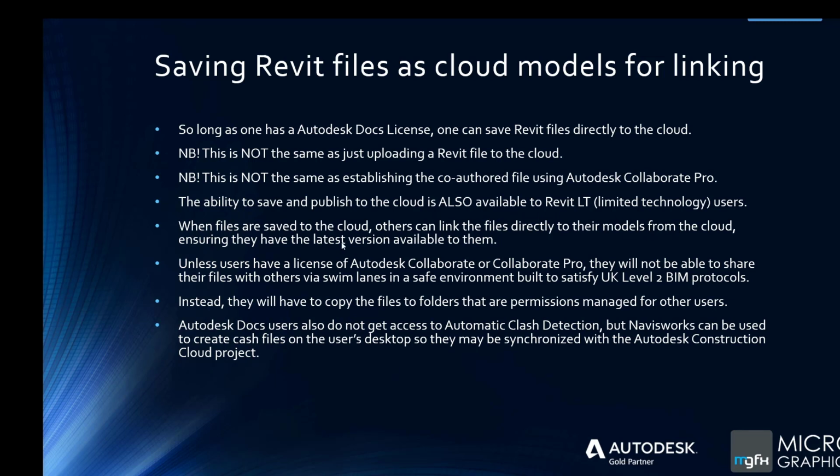And when files are saved to the cloud, others can link the files directly into their models from the cloud, ensuring that they have the latest version available. And unless users have a license of Collaborate or Collaborate Pro, you will not be able to share your files with others via swim lanes, like we've seen, in a safe environment built to satisfy UK level 1 2 protocols. That's technical jargon or technical speak for if you want to properly communicate your information with other teams within a large project, then you'll need a Collaborate or a Collaborate Pro license.